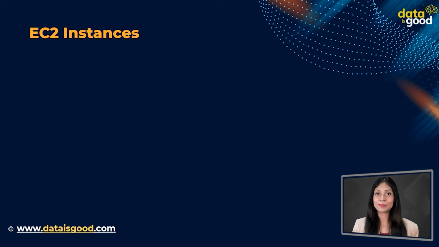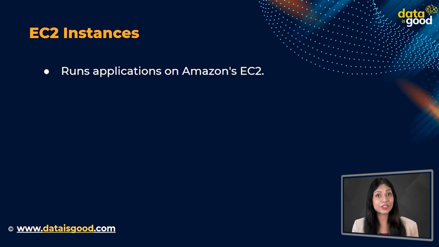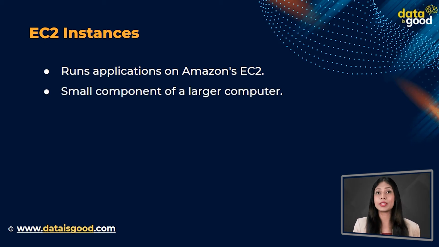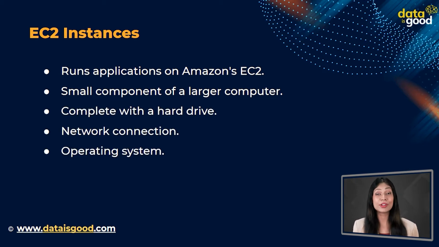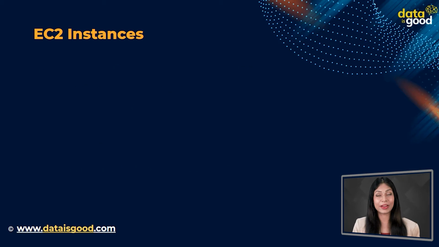EC2 instances. An Amazon Web Services EC2 instance is a virtual server that runs applications on Amazon's EC2. An instance is a small component of a larger computer, complete with a hard drive, network connection, operating system, and so on. Now, we can run multiple small computers known as instances on a single physical machine. EC2 instances are virtual servers that have been phased out in favor of on-request physical hardware.